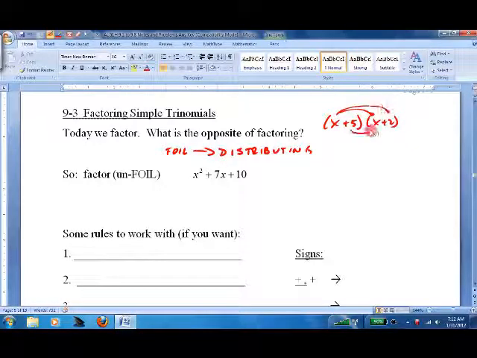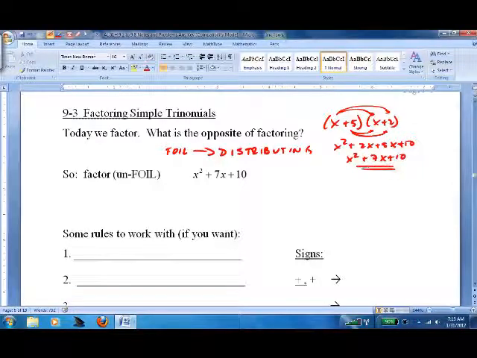we do all this fun stuff. Put x squared plus 2x plus 5x plus 10, x squared plus 7x plus 10. So we're going to undistribute, unfoil. We're going to take this and break it into that sort of thing.